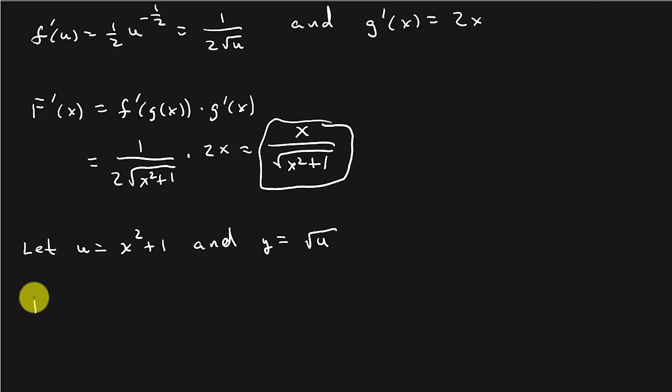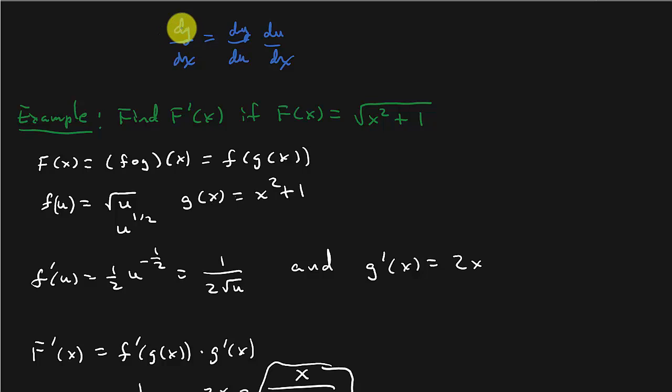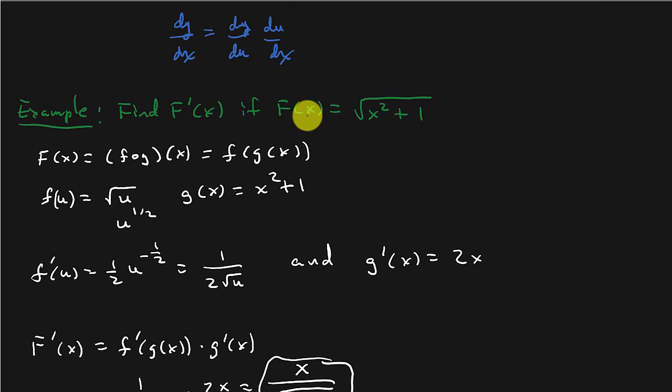Well, now I'm ready to take the derivative of f prime of x. So remember what it says. That's equal to dy du times du dx. And then this big f prime of x, that's this dy dx here. It'd be the same thing if you had y equals that.